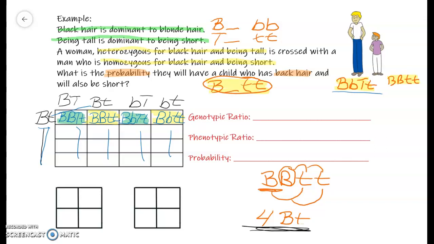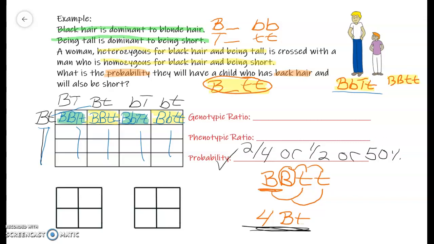So let's answer our question. What is the probability this couple is going to have a child who has black hair and is going to be short? The answer is going to be 2 out of 4. Or if you reduce that, you could have made it 1/2, or you could write 50%. Our answer's done. We're finished.